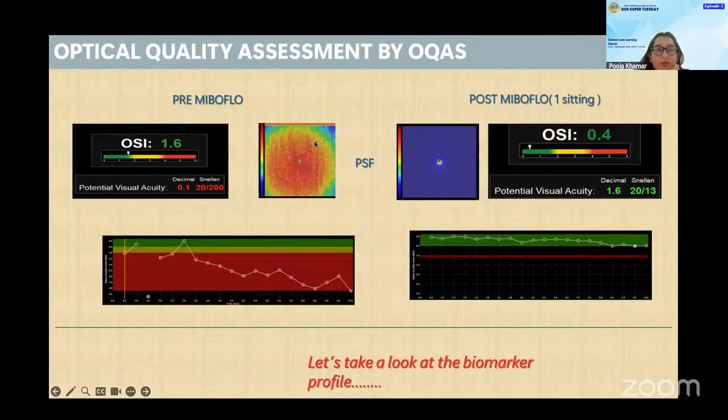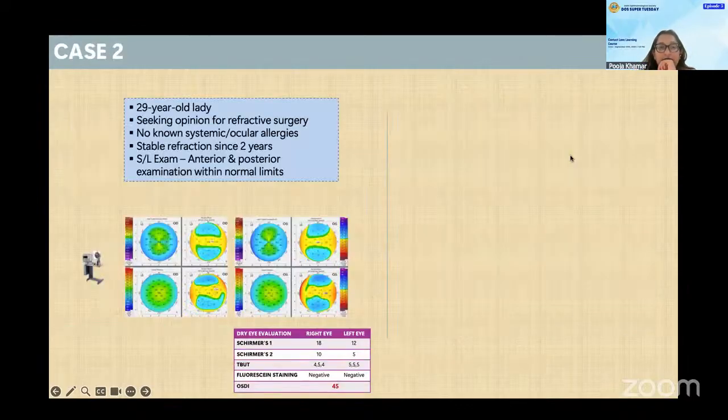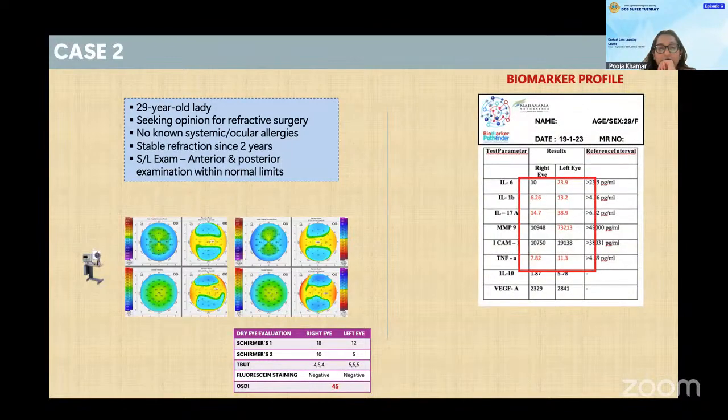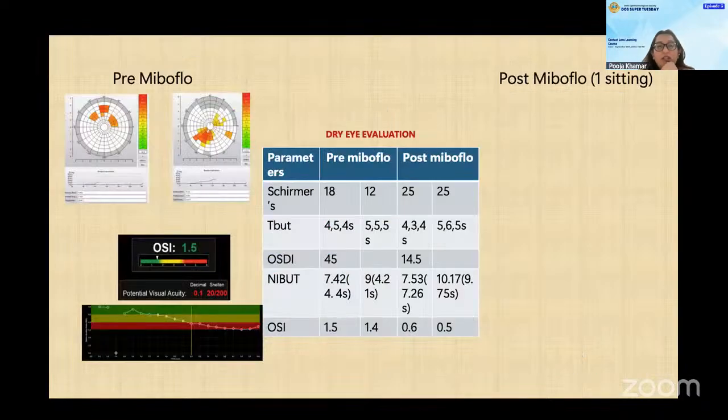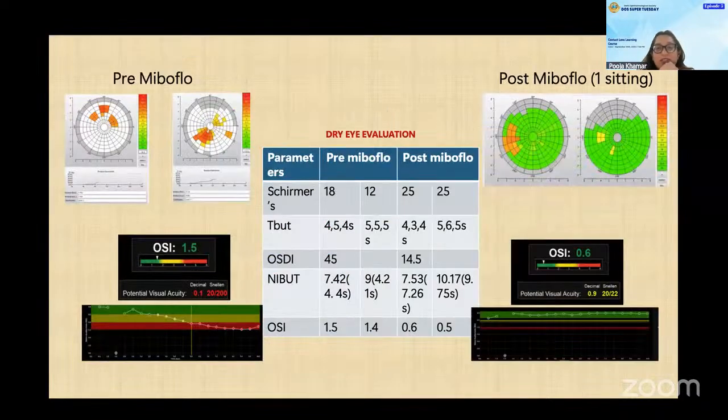And this is pre-MiBoFlo. You can see how the quality of vision, in terms of the point spread function and the visual breakup time, was. It's all in red. However, after just one sitting of MiBoFlo, you can see that the breakup time and also the vision have improved. This is a second patient whose OSDI is on the higher side, and the patient wants to undergo refractive surgery. So the same thing was done. One sitting of MiBoFlo was done for this patient. And you can see a similar trend of improvement before and after, making the patient healthy for a refractive surgery.